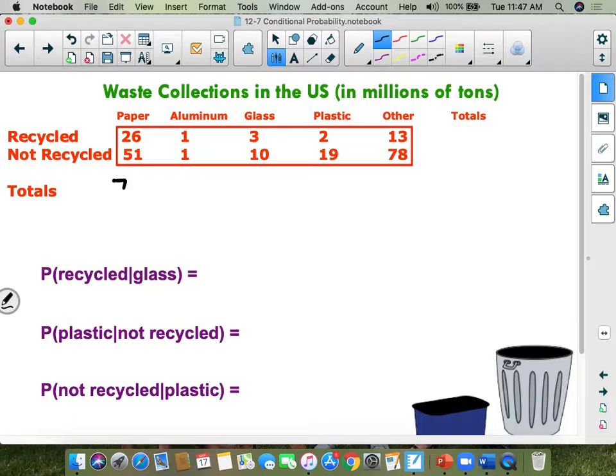For paper, there are 77. For aluminum, there's 2. For glass, there's 13. For plastic, 21. And other is 91. I need you to add up the totals to start with this worksheet. I don't know if I did it for you, so I haven't looked at the worksheet lately, and then I also need you to add it up horizontally too. So just give me a minute so I can add these up.